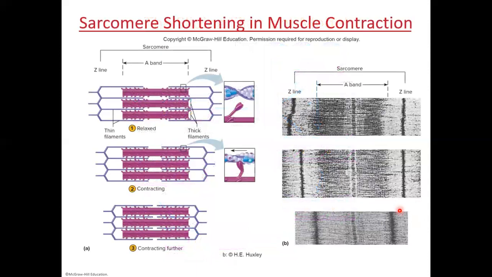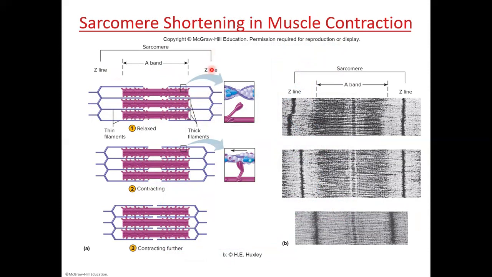So here's what it looks like. If you were to look at the sarcomere here, this is a kind of a stylized cartoon drawing. The relaxed is at the top and the contracted is at the bottom. So the myosin itself doesn't move, that stays put. It's the actin that gets pulled in.